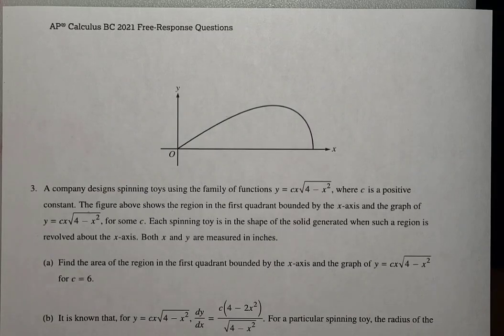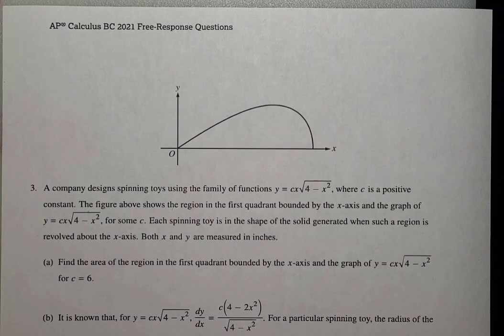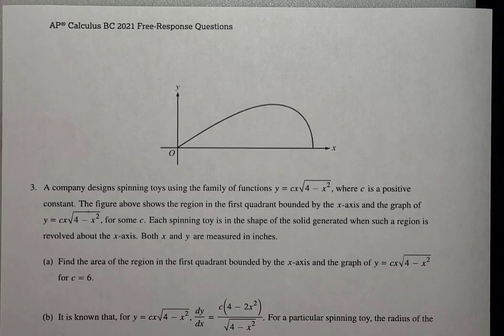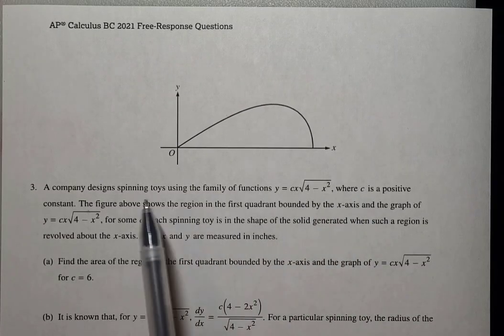Here's another volume question, area and volume question. This is from the 2021 instance of the exam, number 3. No calculator is allowed for this one. Okay, so a company designs spinning toys using the family of functions this guy, where c is a positive constant.